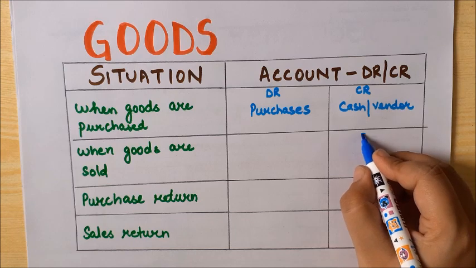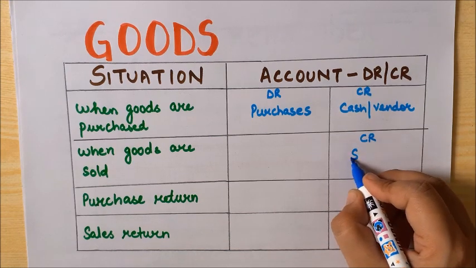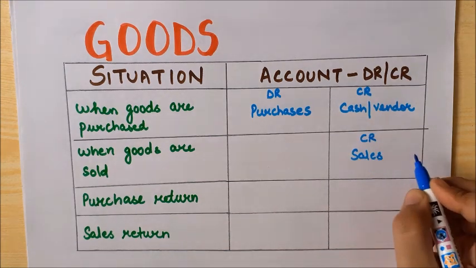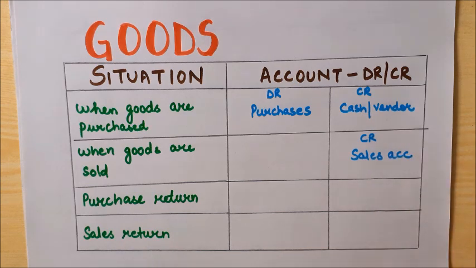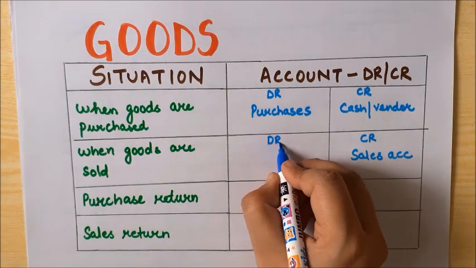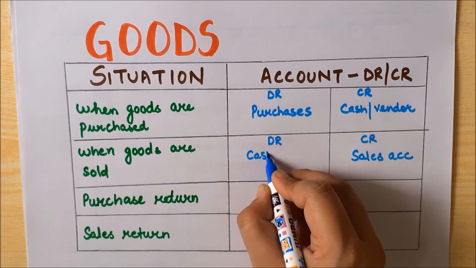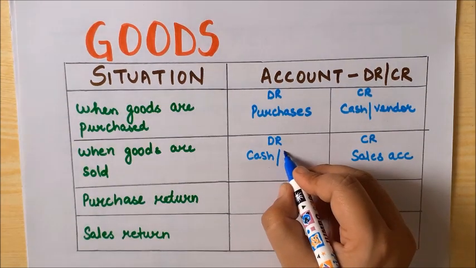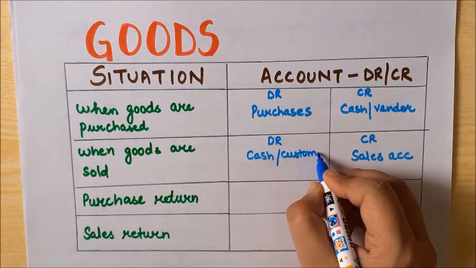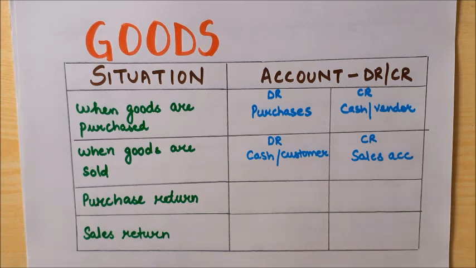The second situation is when goods are sold. Here goods are decreasing, so you will credit. Instead of crediting goods, you will credit the sales account and debit cash, since cash is coming in, or the name of the customer if goods are sold on credit.